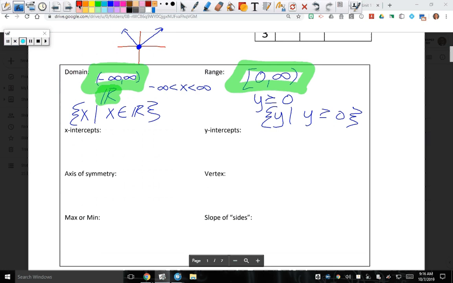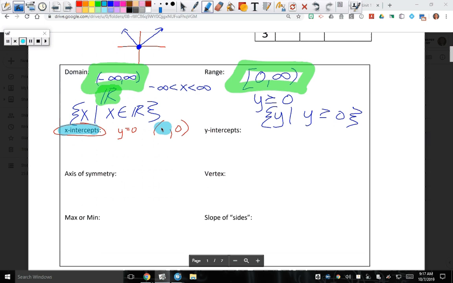X-intercepts. Michael, whenever you see x-intercepts, what do I hope you immediately think about? Let me help you out. Something equals 0. Not 0 equals 0. When y equals 0. Okay? So y is equal to 0. Like a point, it would look like that. And the x-intercepts that you're about to list are those.